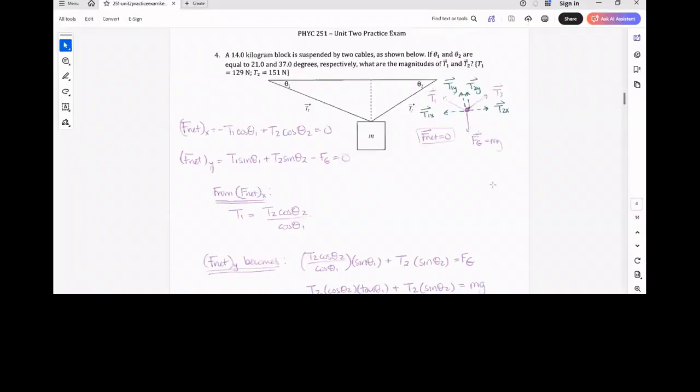I have a free body diagram on the right-hand side, where my original forces are shown here in purple. I have T1 that's oriented along the diagonal of cable 1. I have T2 that lines up with cable 2, and then the gravitational force that's just going to point straight down. We're given theta 1 and theta 2 with respect to the horizontal here. So I could just stick with the cosine components for the x direction and the sine components for the y direction.